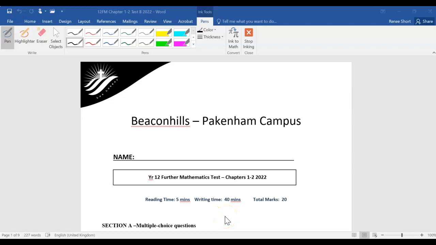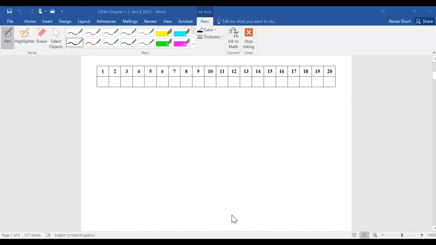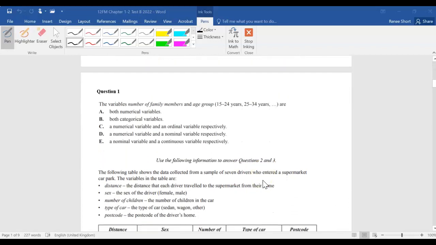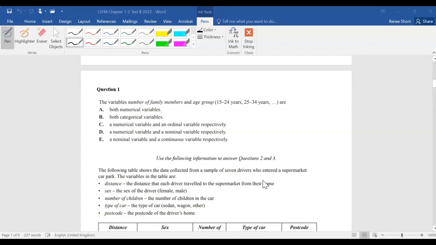Video, we'll go through the answers to the chapters 1 to 2 multiple choice chapter test that we did. So let's get started. If we look at question 1 here, it says that the variables number of family members and age group are, and then it wants us to decide what type of variable they are.